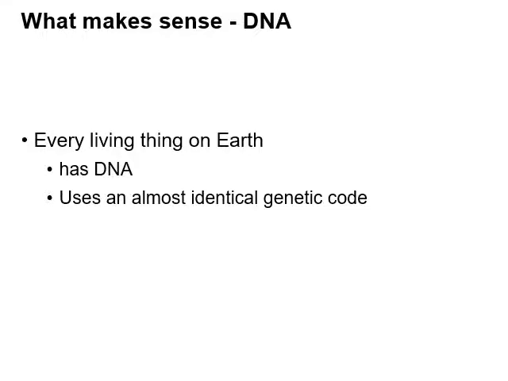So the first thing I want to talk about is DNA. Every single thing on the planet has DNA. So all living things have DNA. Bacteria have DNA, viruses have DNA, even though they're technically not alive. Plants have DNA, fungi have DNA, we have DNA, all the other animals have DNA. Every single thing has DNA. And everything uses almost an identical genetic code.